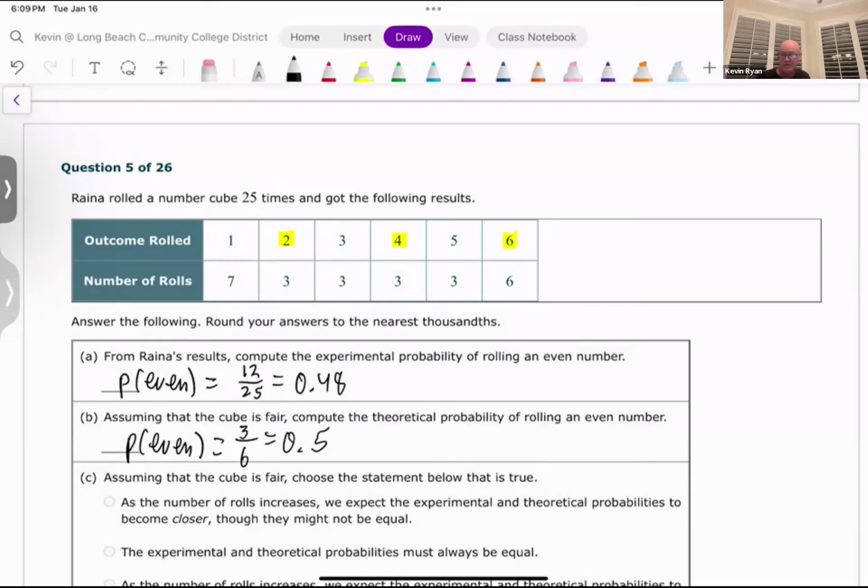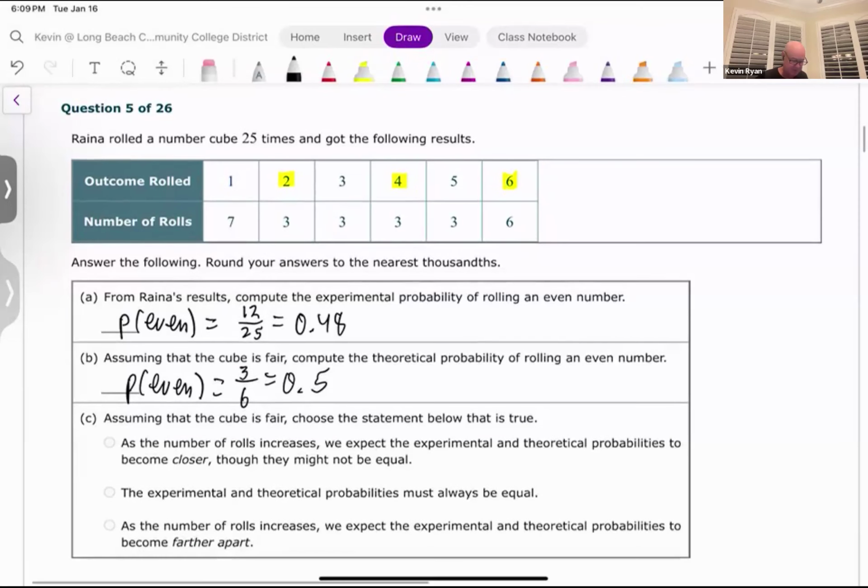And we can see the two actually are pretty darn close, which is expected. Part C, assume that the cube is fair, choose the statement below that is true. As the number of rolls increases, we expect the experimental and the theoretical probabilities to become closer. That's true. That's exactly what we're going to expect.